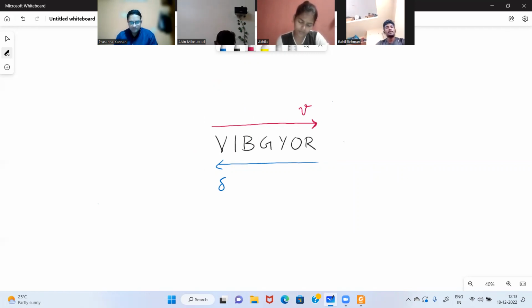Understood? What about refractive index? Greatest for violet, least for red. Velocity and refractive index are inversely proportional. More the refractive index, less will be the velocity. Velocity and wavelengths are similar.